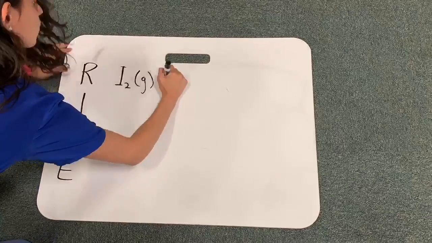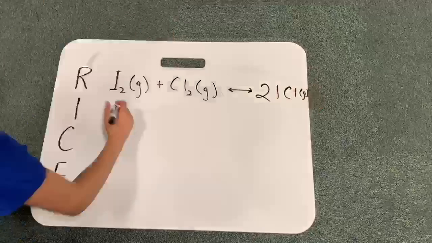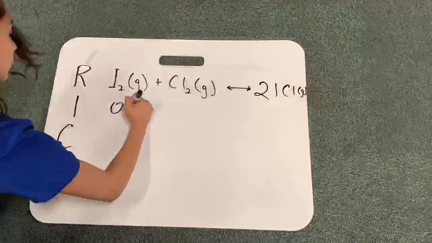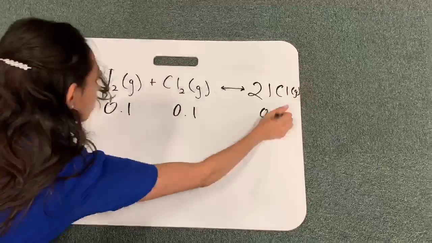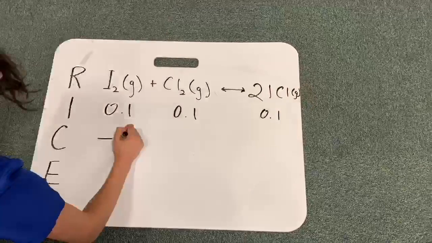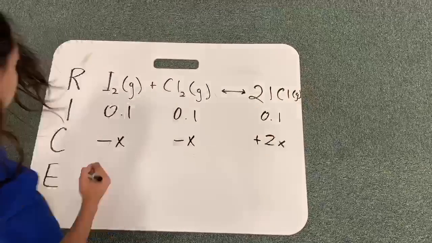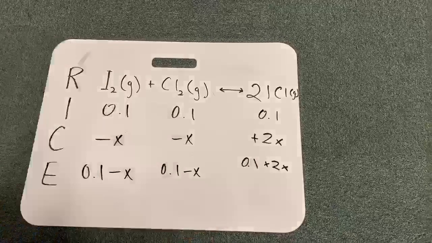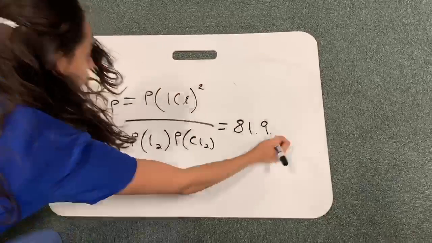So now we have to set up our RICE table. Remember to rewrite the reaction equation. As stated in the beginning of the problem, we know that the initial partial pressures of the reactants and the products are 0.1 atmosphere. The change in I2 and Cl2 is minus X, while the change in 2ICl is plus 2X. Therefore, the equilibrium pressures of I2 and Cl2 are 0.1 minus X, and the equilibrium pressure of ICl is 0.1 plus 2X. The Kp expression is Kp equals the pressure of ICl squared over the pressure of I2 times the pressure of Cl2, which equals 81.9.